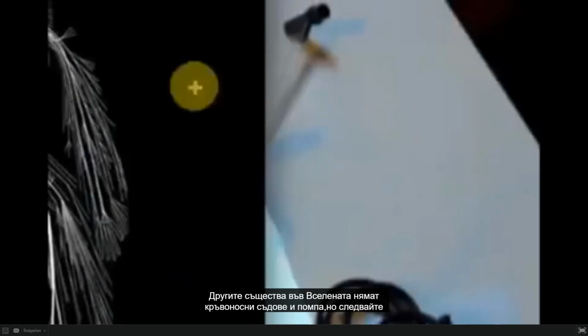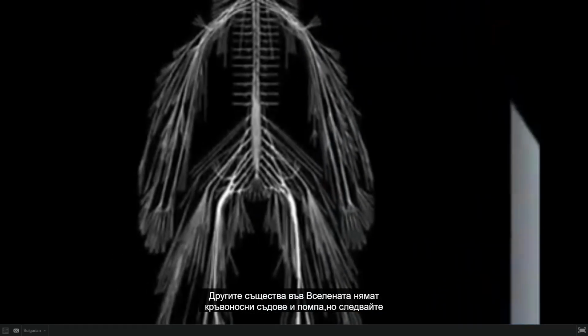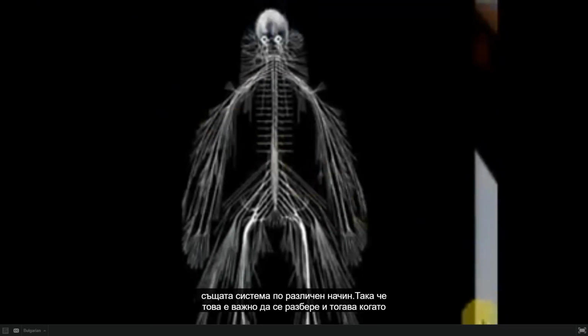And remember, the copper, the nano-coated material, is your neurosystem, and the one which is changing from one plate to another is your blood vessel speed. Then you understand very, very quickly exactly what you have to do and how the doctors of the future have to operate their system. Other creatures in the universe don't have blood vessels and pump, but follow the same system in a different way. So this is important for you to understand.